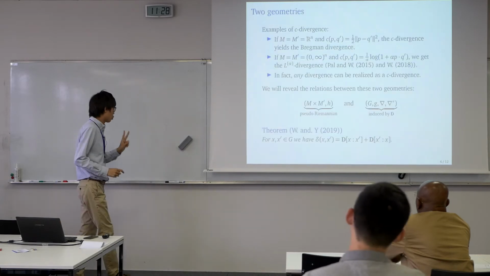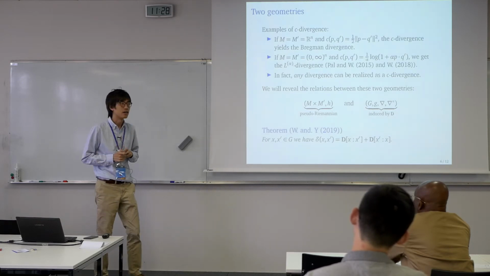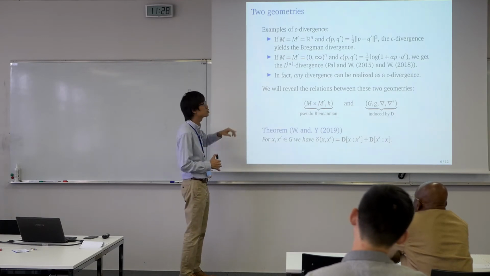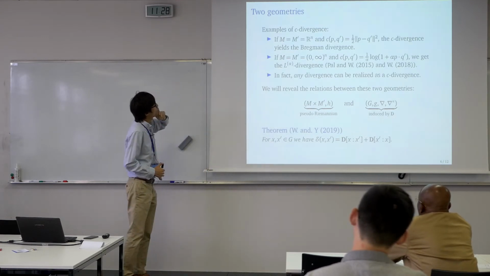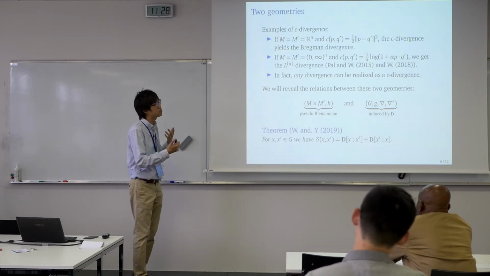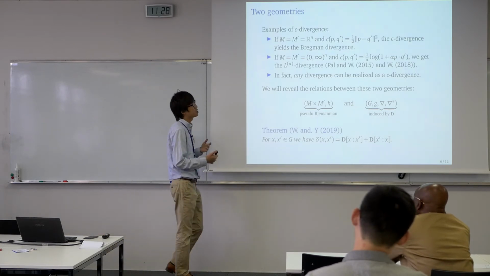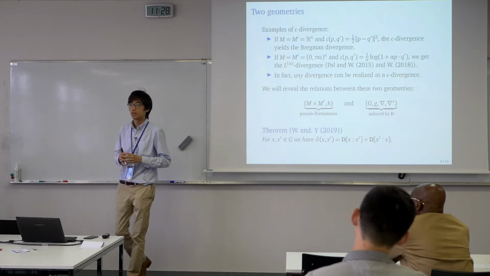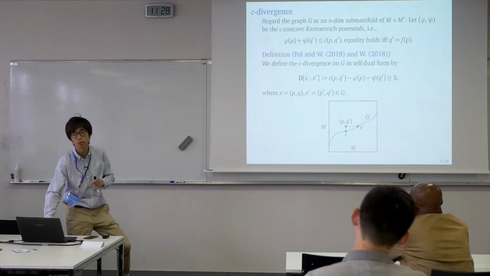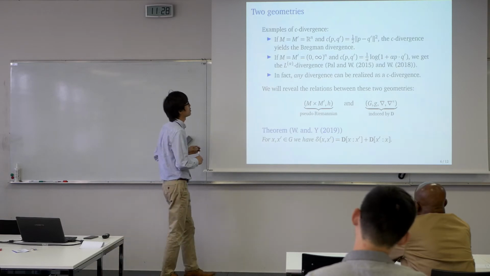So now we have two geometries on the space of optimal transport, and here let's just give two examples. The first is when I have Euclidean space for M and M prime, and I let the cost be the quadratic cost. Then it can be shown that the corresponding C-divergence gives you the Bregman divergence. It is because of Brenier's theorem, which says that the optimal transport map is given by the gradient map of a convex function, which is related to the Bregman divergence.